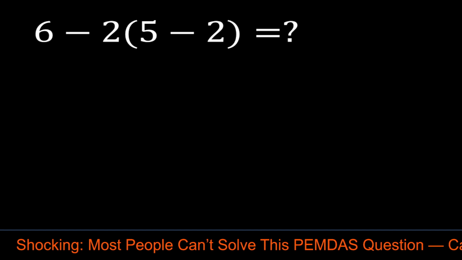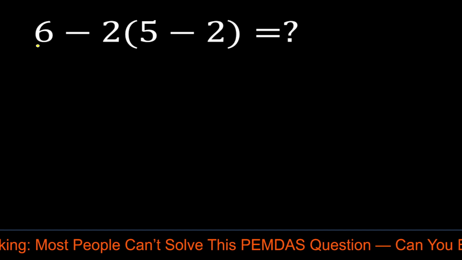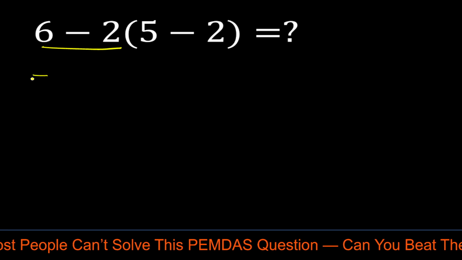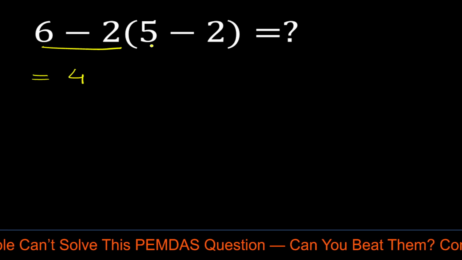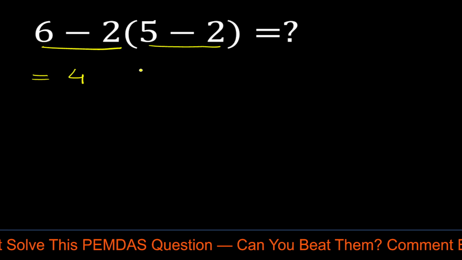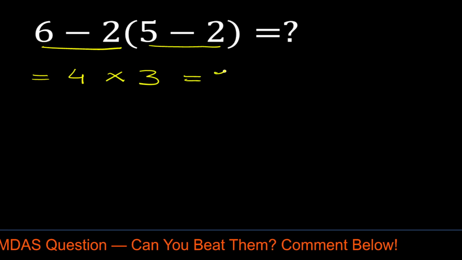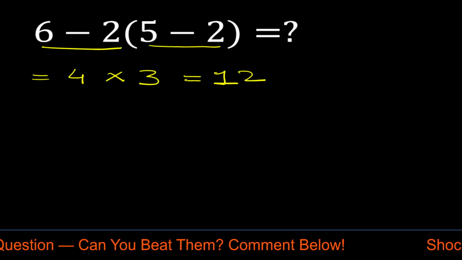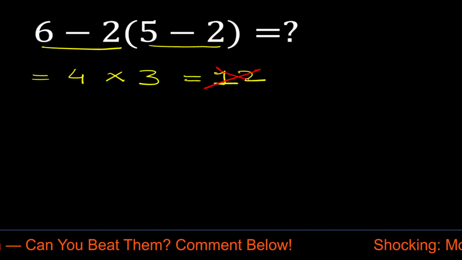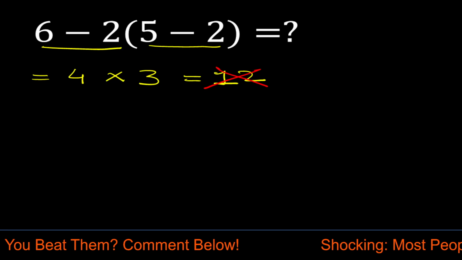So most people solve this question like 6 minus 2. So 6 minus 2 is equal to 4, right? Then 5 minus 2. So 5 minus 2 is equal to 3. Now 4 times 5. So 4 times 5 is equal to 12, right? But this answer is not correct. This answer is completely wrong.